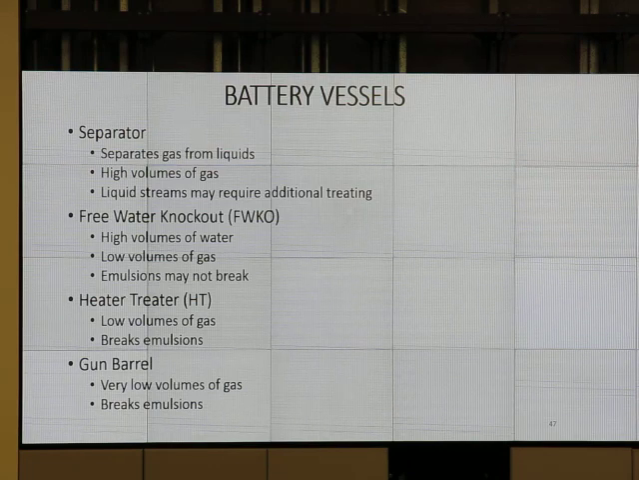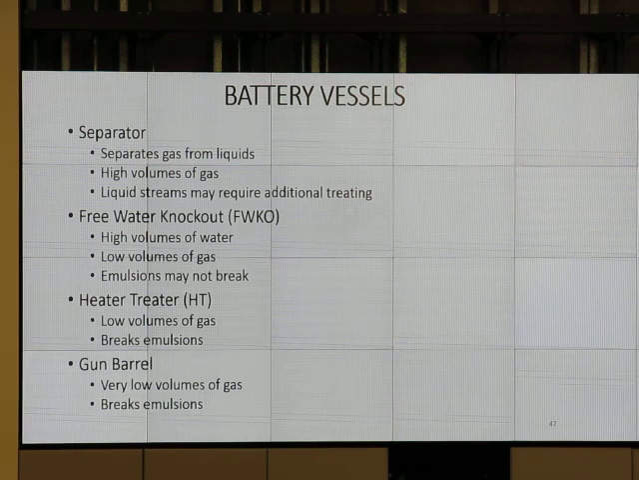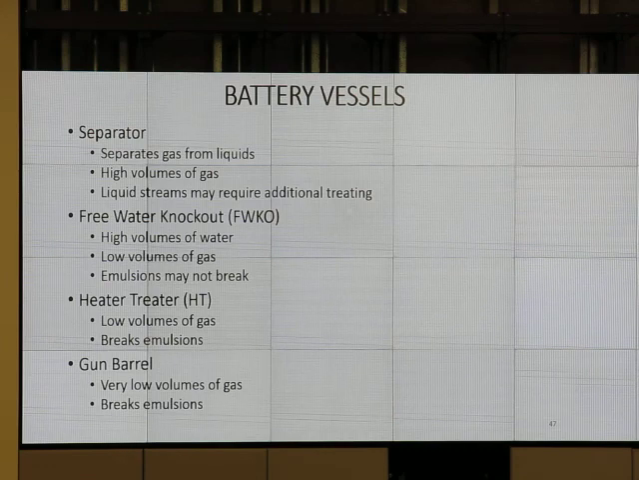Free water knockouts are good at handling high volumes of water. They're not good handling high volumes of gas. So they'll take water off if I got a little bit of gas. That could be the first vessel that I enter and depend on it for gas separation. If I have a free water knockout, the emulsions may not break out in it. In other words, it's taking free water, but that implies also that I've got to do something with water that separates that's not free and is going to break out. So I've got to do something with it.